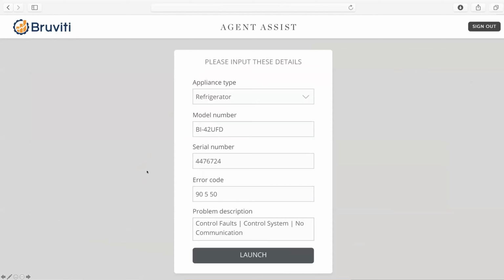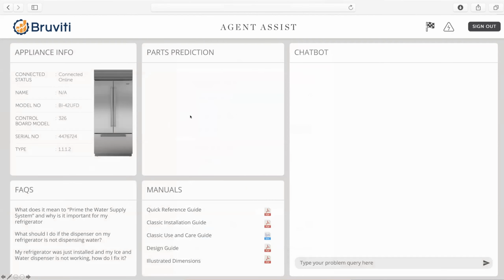This automatically takes in model and serial number information, and the actual error code from the connected device in this case, but we also always get this information from things like CRMs that we may be integrated with, and so on and so on. So this is the Agent Assist screen. I'll just break it down.